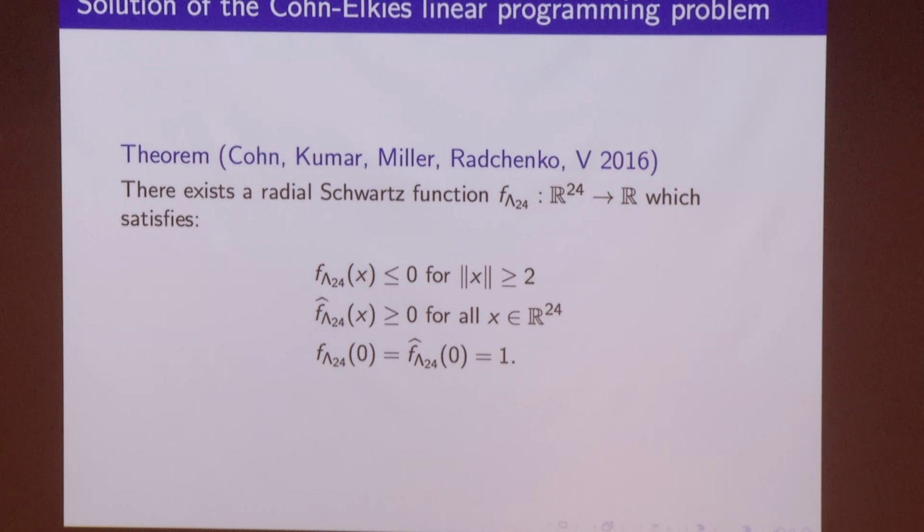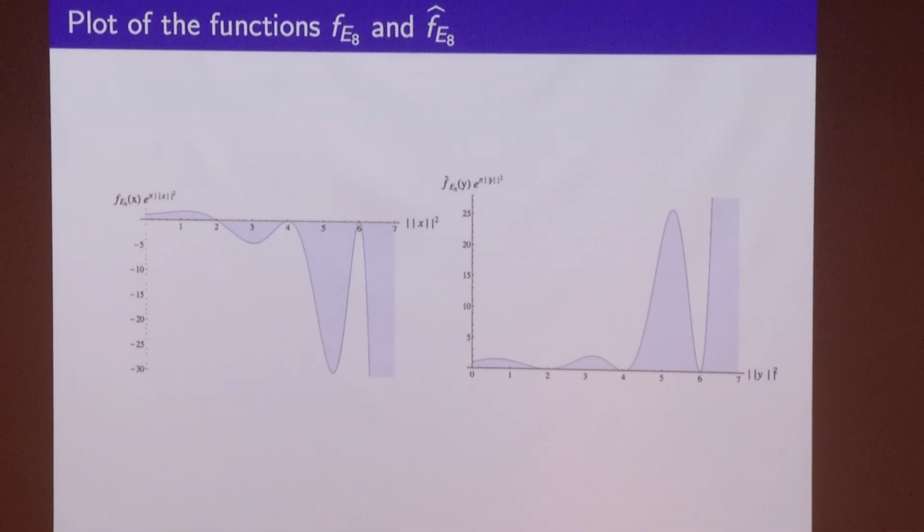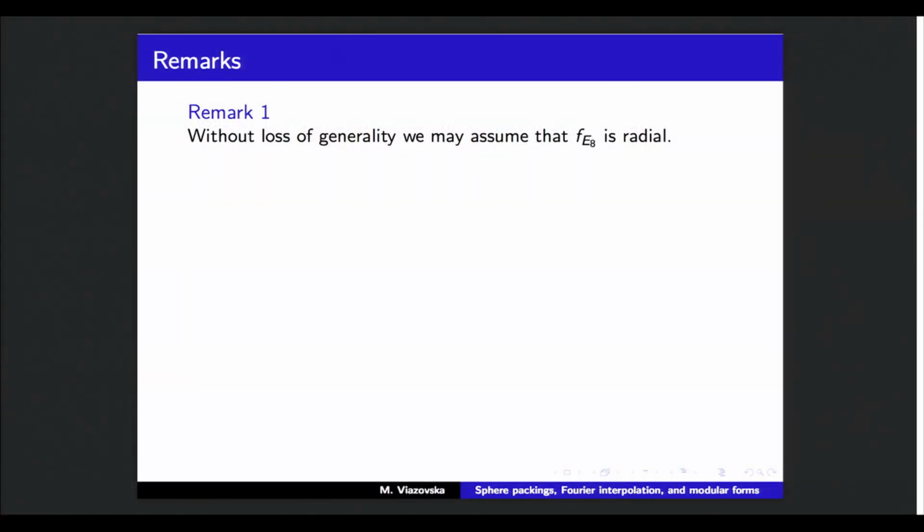So now, here is a plot of the function f and f hat. Just so the function would look nice, I multiplied by this factor so that it would not vanish, would not become invisible very fast. Here I will give some observations which help us to search for this function. First, we can assume that our function is radial, so that the value of the function at some point depends only on the length of this point, the distance between this point and 0.